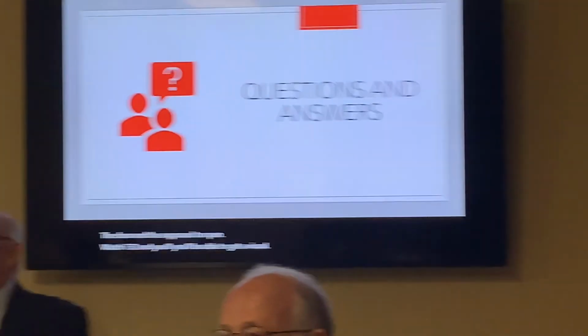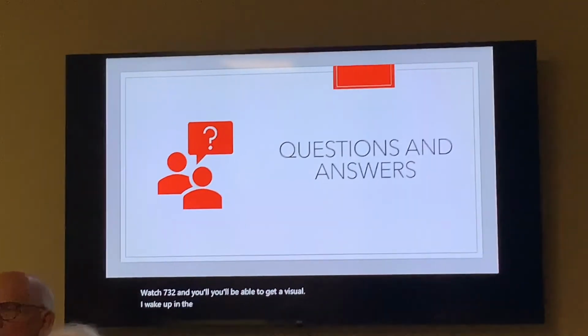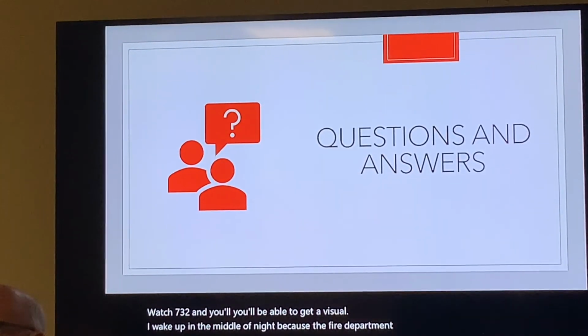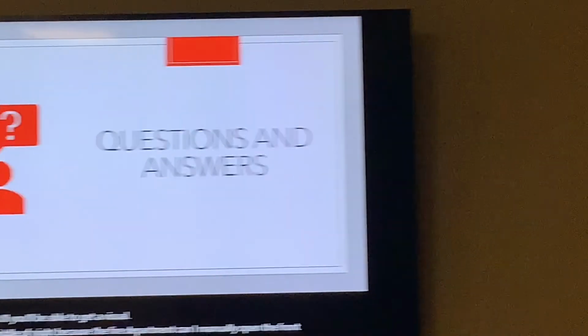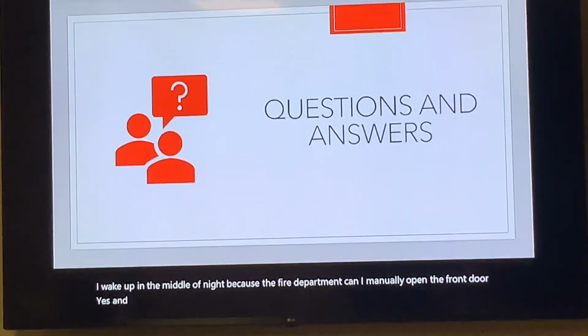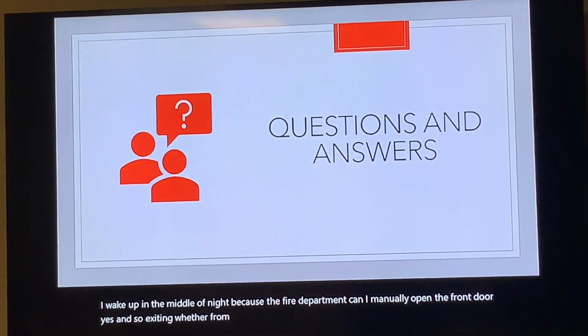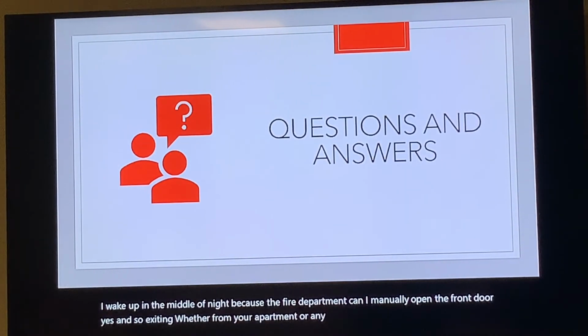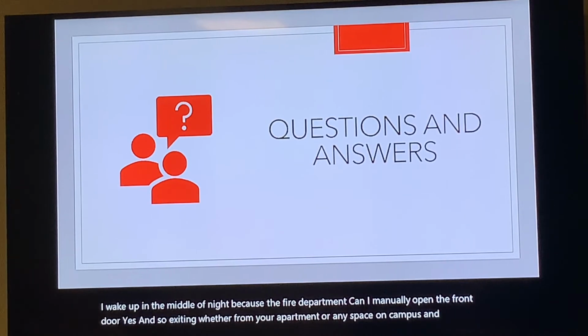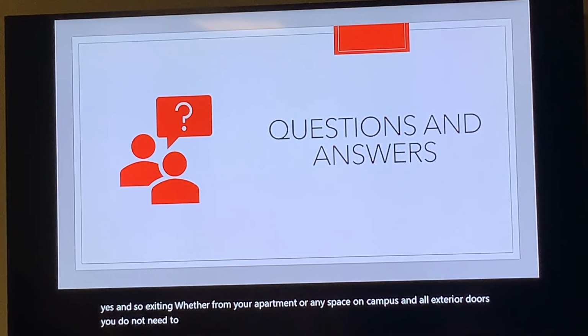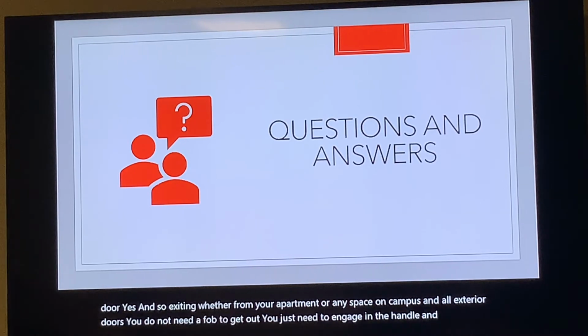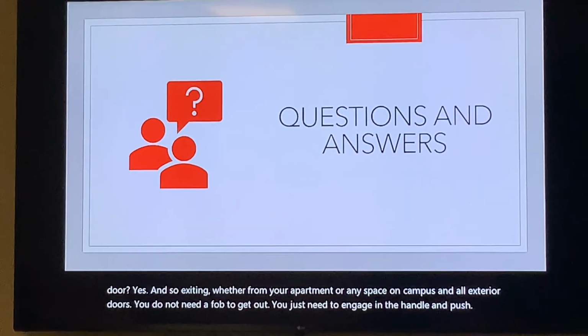I wake up in the middle of the night and there's a fire in the apartment. Can I manually open the front door? Yes, and so exiting, whether from your apartment or any space on campus and all exterior doors, you do not need a fob to get out. You just need to engage the handle and push. Great question.